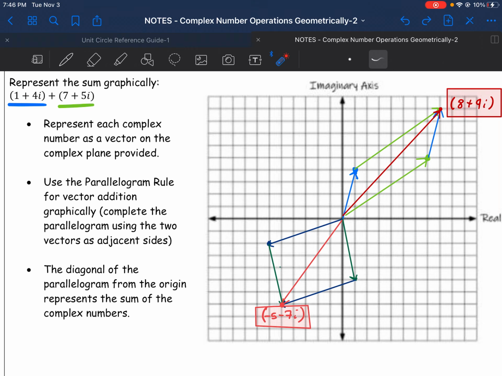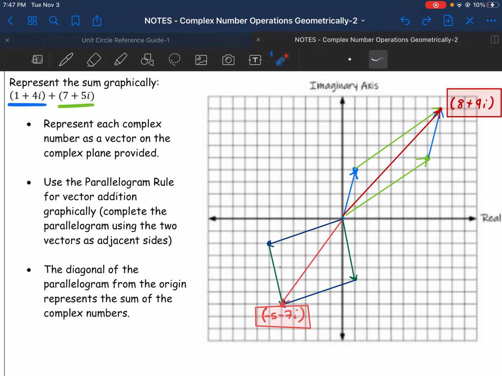So notice when we completed the parallelogram, here in red I have the diagonal of that parallelogram. And if we go through and count, we would have 8 on the real axis right here, and then 9i on the imaginary axis right here. So the sum is 8 plus 9i. And again, this is how we can find that sum graphically.